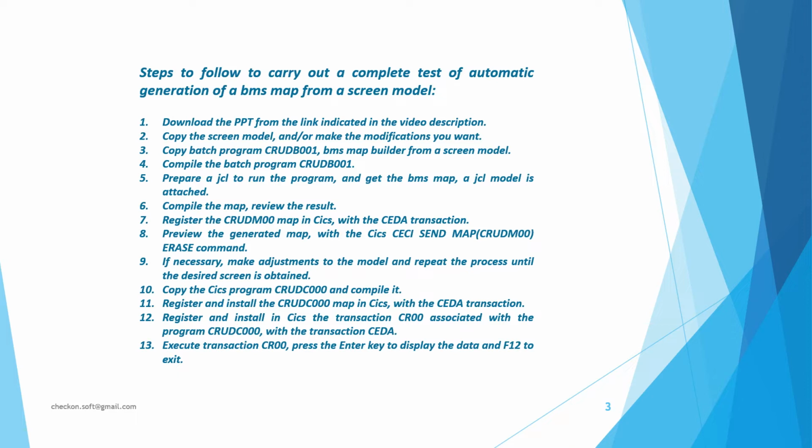9. If necessary, make adjustments to the model and repeat the process until the desired screen is obtained. 10. Copy the CICS program CRUB000 and compile it. 11. Register and install the CRUB000 map in CICS with the CEDA transaction. 12. Register and install in CICS the transaction CR00 associated with the program CRUB000 with the transaction CEDA. 13. Execute transaction CR00, press the Enter key to display the data and F12 to exit.